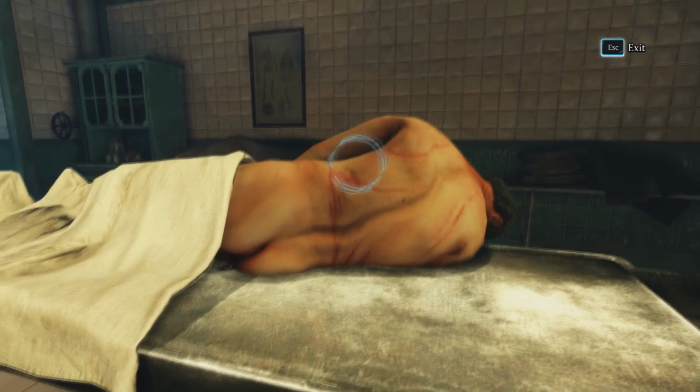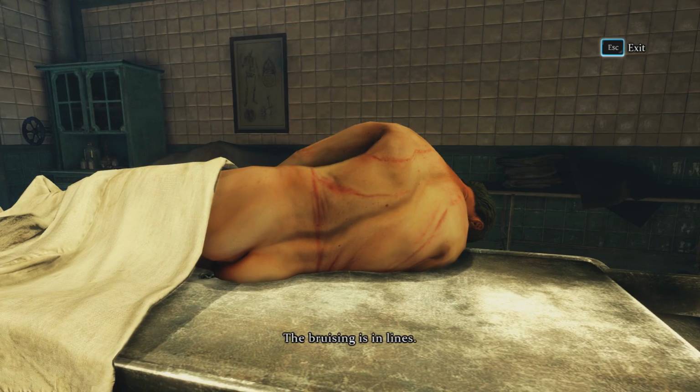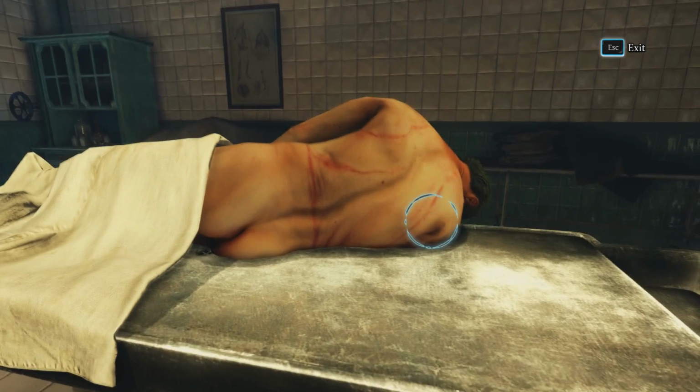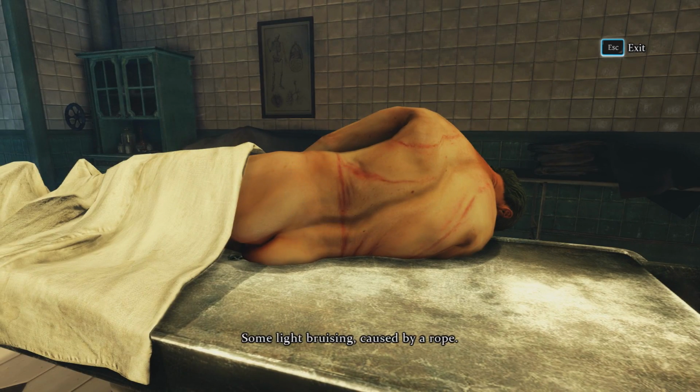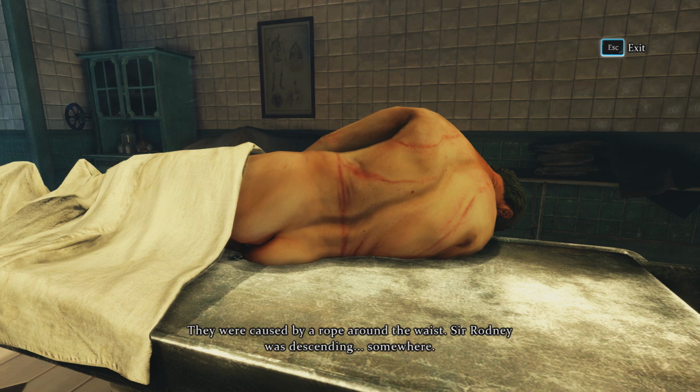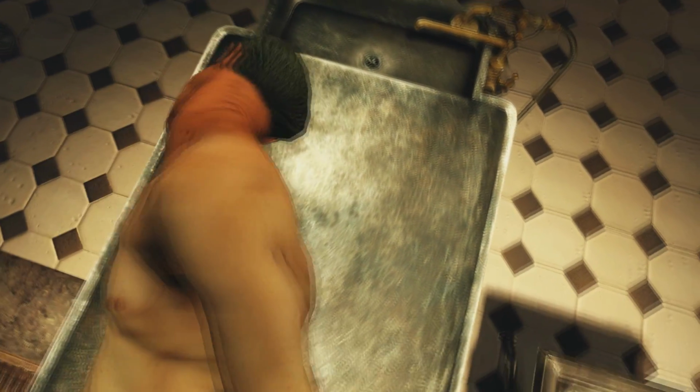I can rotate. Oh, okay. Wow, he has lesions on his back, or bruise. The bruising is in lines. Huh. Some light bruising, caused by a rope. Interesting. They were caused by a rope around the waist. Sir Rodney was descending somewhere. Huh. Interesting. Oh, okay. What a way to go.